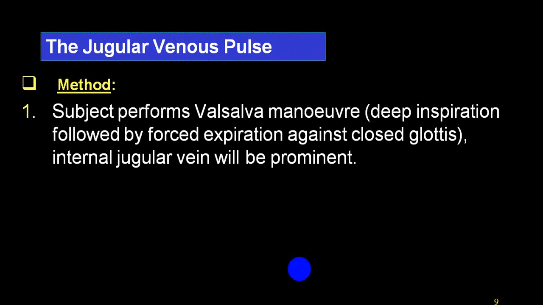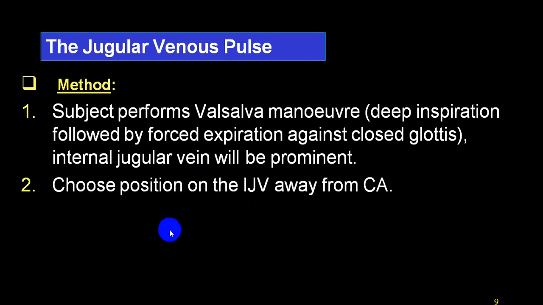So in this method, the person is also asked to perform the Valsalva maneuver, that is deep inspiration followed by forceful expiration across the closed glottis. The internal jugular vein will become more prominent. Choose the position on the internal jugular vein away from the carotid artery. This is partly done by rotating your head towards the left side.